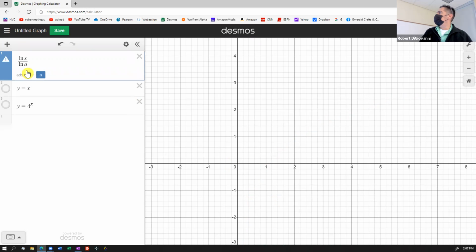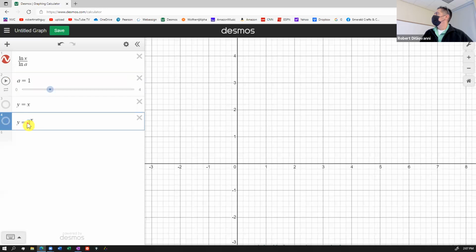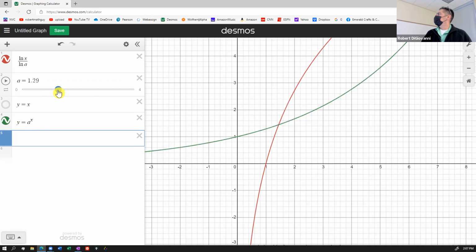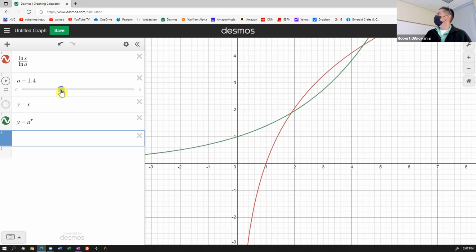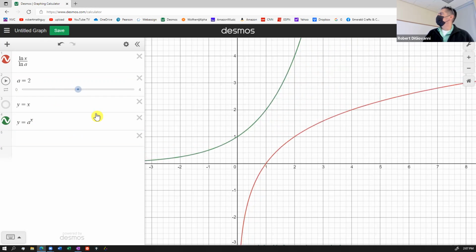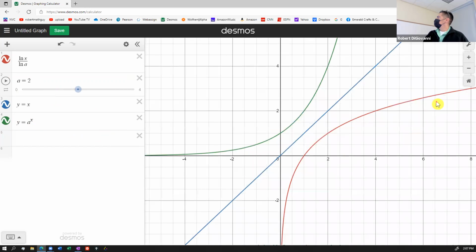Actually, I'm going to make this A, and I'm going to create a slider, and I'm going to make the slider go from 0 to 4, so you can see the difference here. And then I'm also going to graph A to the x. There we go. May as well put this one back. Okay, so this is what we had, right? This was log base 2 of x. Here's its inverse, 2 to the x, and there's the diagonal.